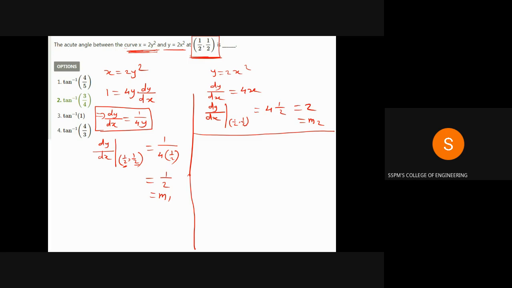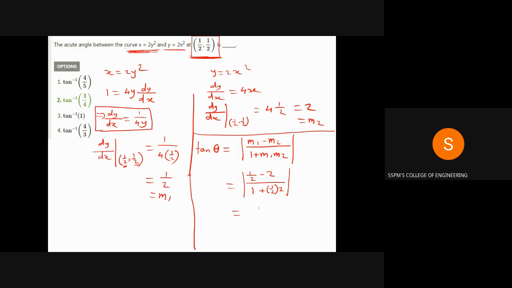Now the acute angle between those curves is equal to the angle between their tangents. So we will write it like this. Tan theta is given by this: the modulus of m1 minus m2 divided by 1 plus m1 m2. Write down this formula somewhere and remember this. So what is m1? m1 is half minus m2, which is 2, divided by 1 plus half into 2. m1 is half, m2 is 2.